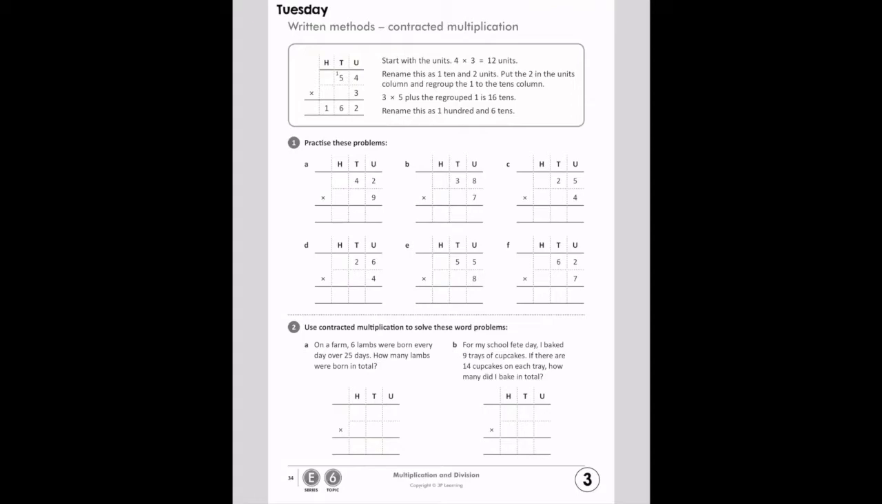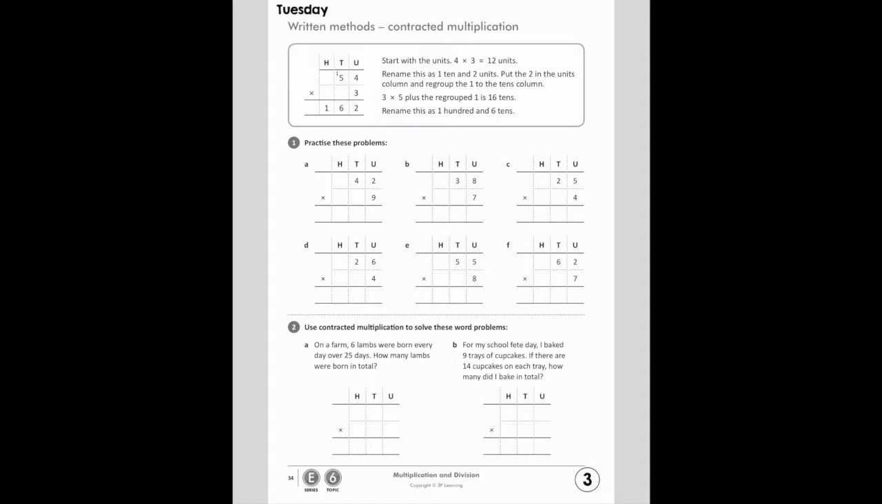Okay, so in today's activities, we're going to be practicing our 2-digit times 1-digit column method, short multiplication. If you haven't watched the lesson video for today yet, make sure you go watch that first and then come back to this worksheet tutorial.